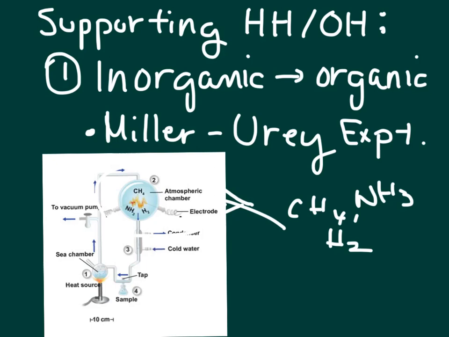After allowing this simulation to run, they did end up discovering, after a period of time, amino acids at the bottom of the chamber. Now, amino acids are one of our biomolecules. It's one of our monomers. So they were able to produce a monomer in laboratory conditions that were pretty similar to that of early Earth. So that's one way you can support assumption number 1.